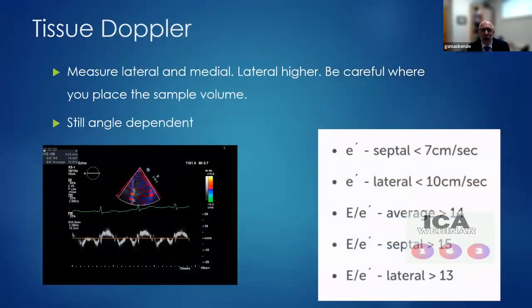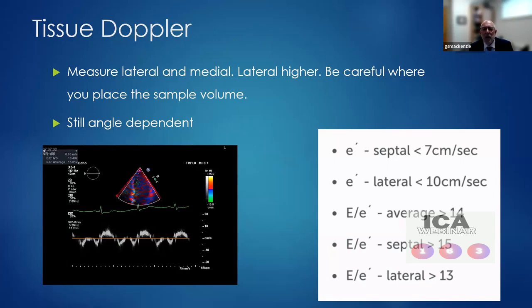Now, for the tissue Doppler parameters, we need to measure the lateral and the medial annuli. The lateral annulus typically has an E prime value that is higher than the medial. The medial tends to be anchored in that area of the mitral curtain. Be careful where you put the sample volume. It still is a Doppler measurement and it is angle dependent, but in the apical 4-chamber view, we can usually align the beam quite well.